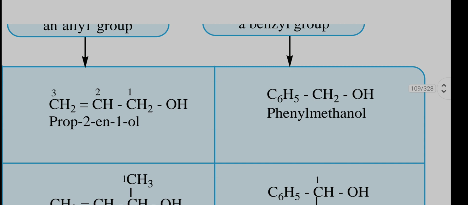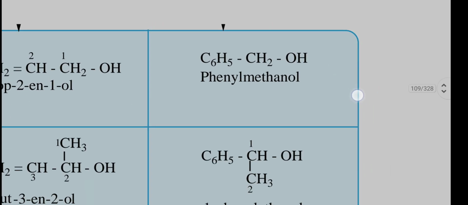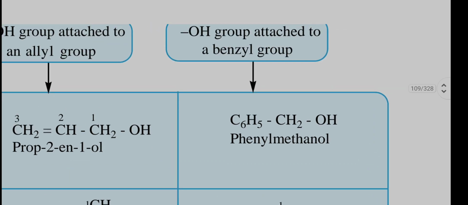The next is the OH group attached to the benzyl group. Benzyl means C6H5CH2. This is known as benzyl. C6H5 which contains OH directly is phenyl, not benzyl. So C6H5CH2 is known as benzyl, and C6H5OH is phenyl. So this is the difference.